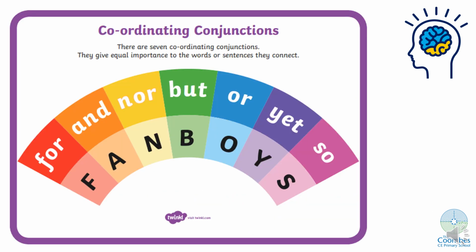There are 7 coordinating conjunctions, and if you have a look carefully on the screen, you might recognise this from your classroom. The 7 coordinating conjunctions are listed here for you. For, and, nor, but, or, yet, and so.